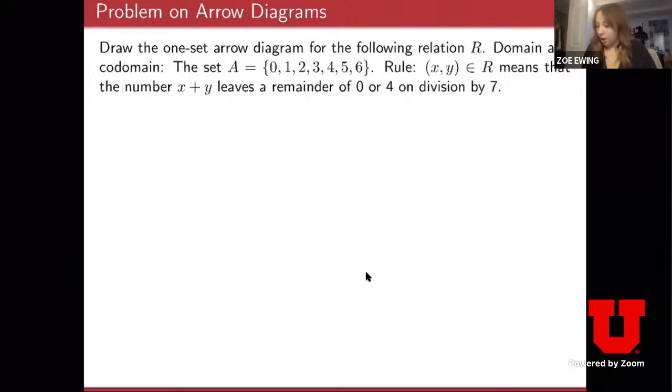All right, so for this first problem, we're doing a one-set arrow diagram for the following relation. The domain and the codomain are both that set A. The rule is that two elements are in the relation if their sum has a remainder of 0 or 4 after division by 7. I'll let you work on this one for a couple of minutes, and then we'll come back together and talk about it.